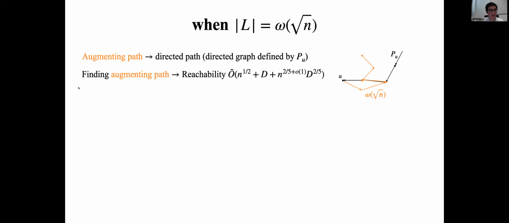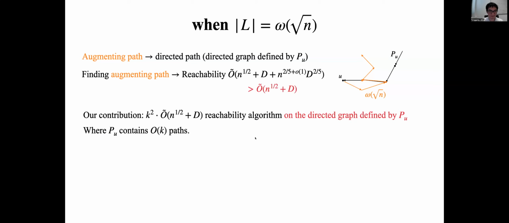So let's just consider this case. We just want to find a directed path on this specific directed graph that is defined by PU. And there is a very long history of reachability on directed graphs. The state-of-the-art algorithm is very close to root n plus D, but it is not exactly root n plus D. It is slightly greater than root n plus D.